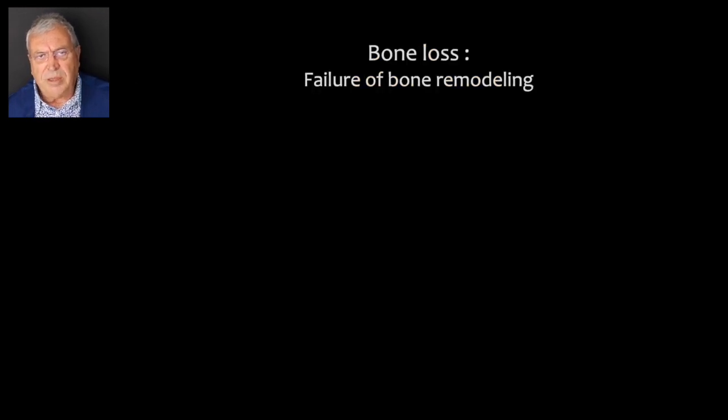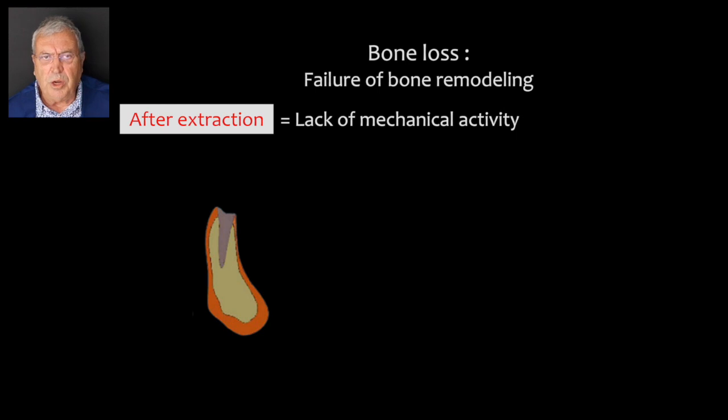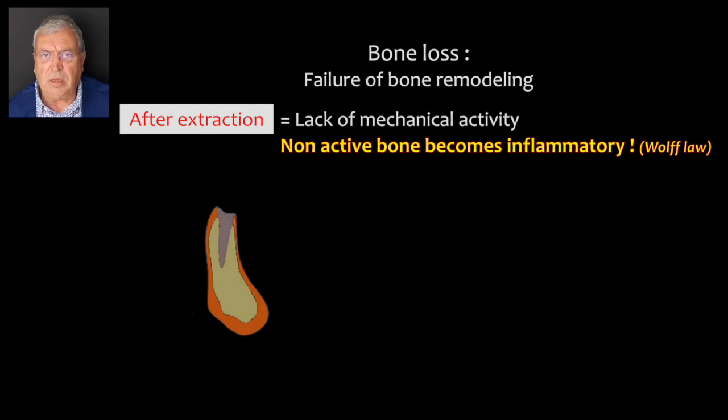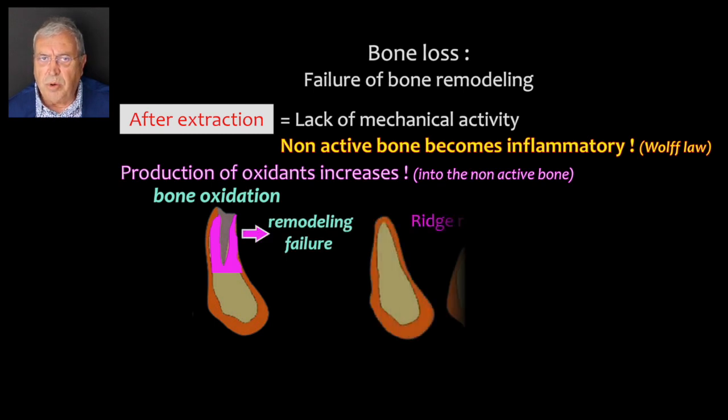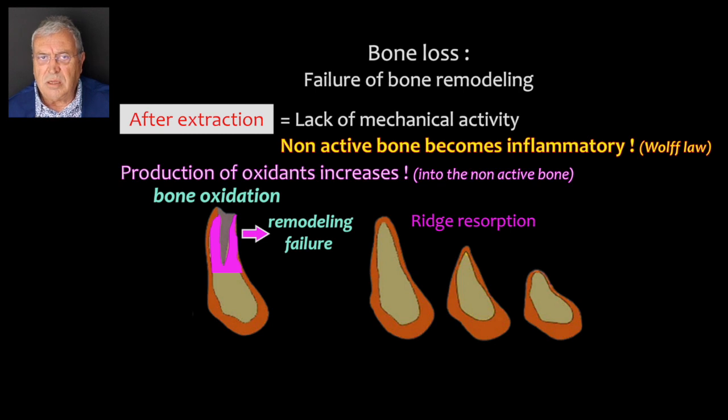Let's take one simple example of bone loss. After extraction, we know that the bone is not active mechanically. And what happens when the bone is not working? It becomes inflammatory. This is the wall flow. And we know what happens when the inflammation stays long term. The production of oxidant increases, leading to oxidation of the ridge, failing of the remodeling, and then this is how the ridge resorbs. Simply.